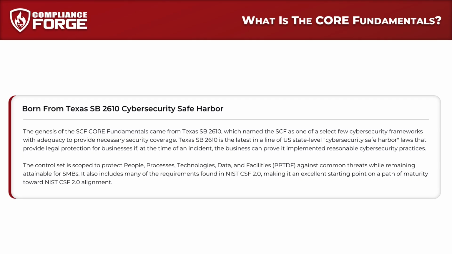These laws provide legal protection for businesses if, at the time of an incident, the business can prove it implemented reasonable cybersecurity practices. This kind of legislation is meant to encourage smaller businesses to invest in cybersecurity to reduce their legal exposure. The control set is scoped to protect people, processes, technologies, data, and facilities against common threats, while remaining attainable for small and medium businesses. And because it includes many of the requirements found in NIST CSF 2.0, it makes an excellent starting point on a path of maturity toward full NIST CSF alignment.